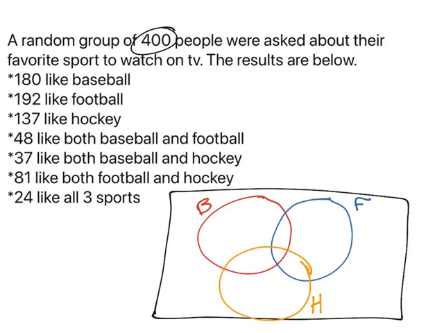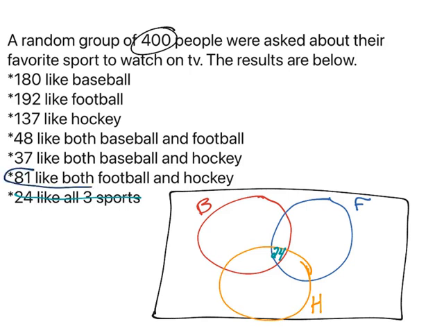Now, when you are filling in a 3-set Venn diagram, you always want to start with all 3. So 24 like all 3 sports. So that is the intersection of all 3 of them. Okay, I have that one done. So that's all 3. Now I want to work in the shared space. So I'm just going to work up one.